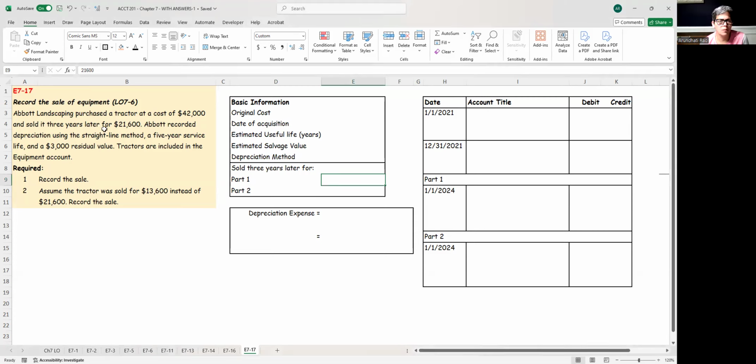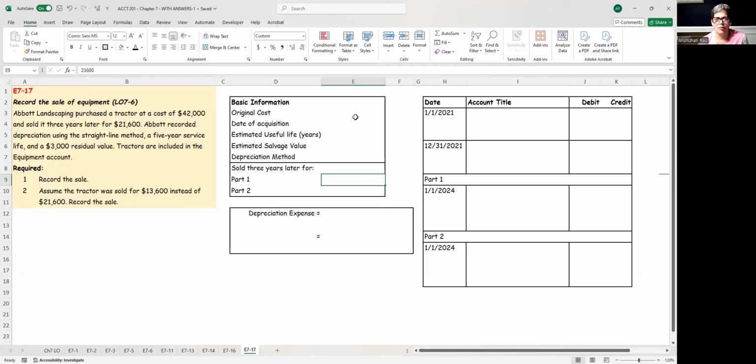So Abbott Landscaping purchased a tractor at a cost of $42,000 and sold it 3 years later for $21,600. Abbott recorded depreciation using the straight line method, a 5-year service life, and an estimated $3,000 residual value. Tractors are included in the equipment account. They want us to record the sale of the asset, and then in part 2, they're saying, assume that you sold it for $13,600 instead of $21,600.